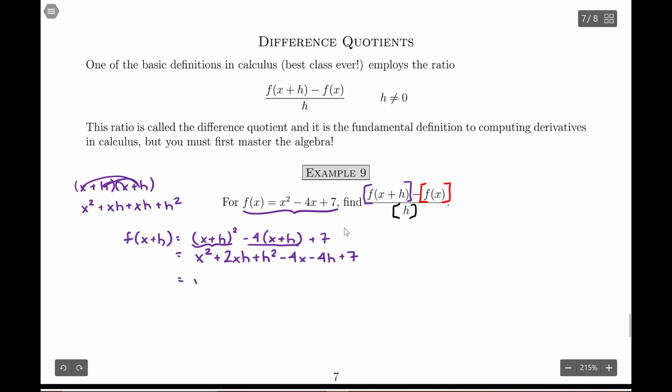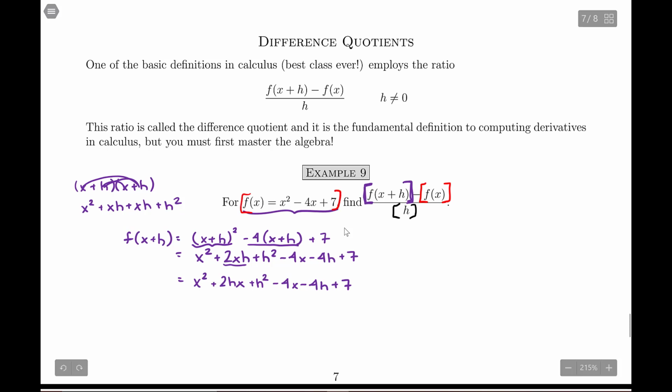So let's simplify this. x squared, I'm going to rewrite this term with our variable at the end, so it's 2hx plus h squared. Actually, that doesn't simplify any further. That is it. So minus 4x minus 4h plus 7. Okay, so that's the purple that we put in brackets right here. That's the f of x plus h. The f of x in red is just the original function.